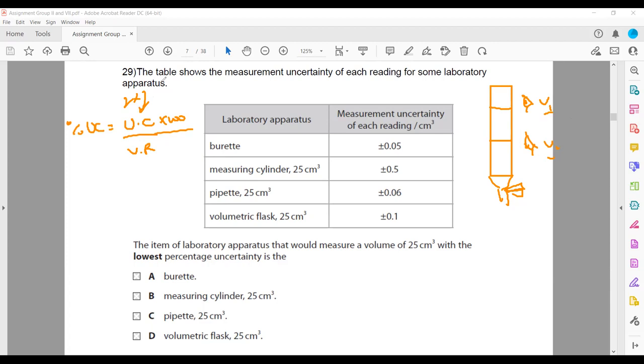But for a pipette, we just have to read only one mark. We just have to read only one time. That's why its uncertainty is not multiplied by 2. But in the case of a burette, it is always multiplied by 2.